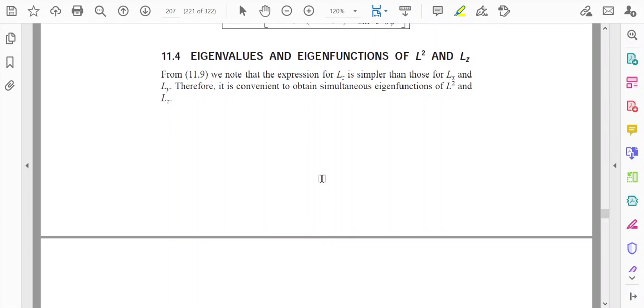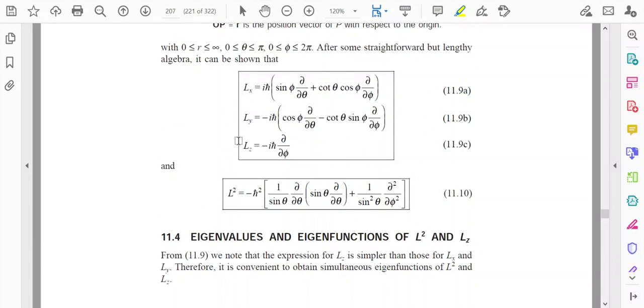In this lecture, we will discuss the eigenvalues and eigenfunctions of L square and Lz. In the previous lecture, we have already said that a simultaneous eigenfunction exists for L square and any one component of L. But any one component of L that we will choose as Lz. Why? Because the structure of Lz is much simpler. Lz depends on phi only, that is why we have selected Lz.